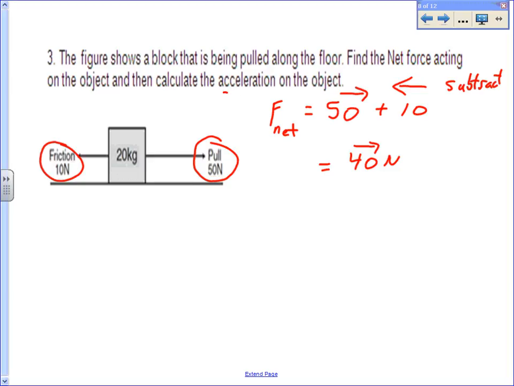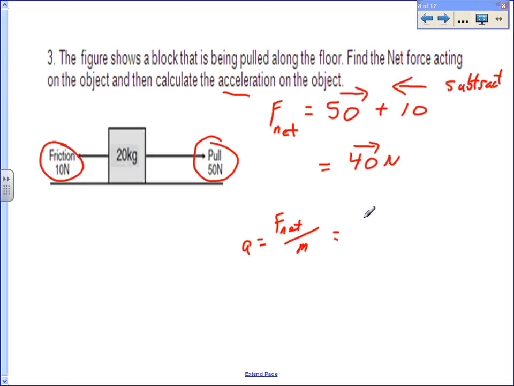Now they want to know the acceleration on the object. The acceleration is equal to the net force divided by the mass. It's always the net force that's going to cause the acceleration, because we didn't even talk about the fact that gravity is going to be pulling this down and that the floor is going to be pushing it up with a force that is equal to the force of gravity. So we haven't even talked about that yet. That'll be as we learn as we progress forward.